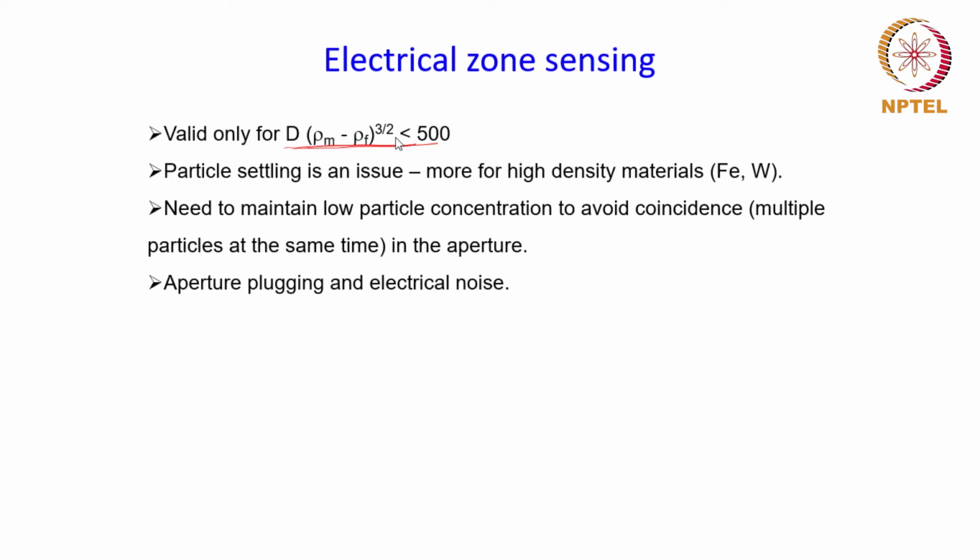And the other problem is aperture plugging, which could happen due to the particles settling down into the aperture and not moving out. And also at times there is electrical noise. Okay, so these are some of the issues that you can encounter in this technique. And as I said, this technique is only valid for a particular relationship when it holds. Okay.